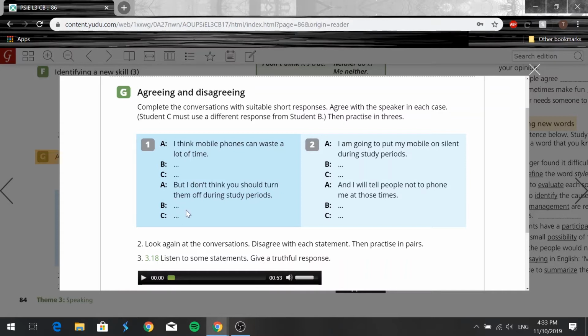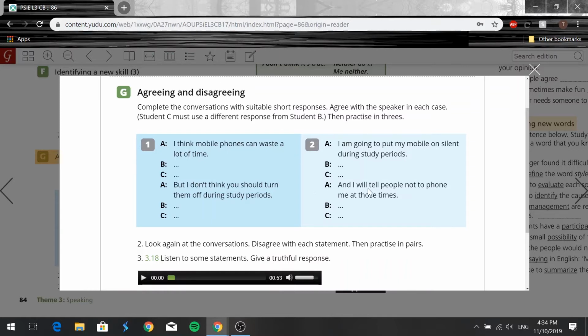A said, I'm going to put my mobile on silent during my study periods, right? So B could reply and say, so am I, right? Or me too. And C could either say, so am I, or me too, depending on what B says. So if B says, so am I, C could say me too. Okay, and vice versa.